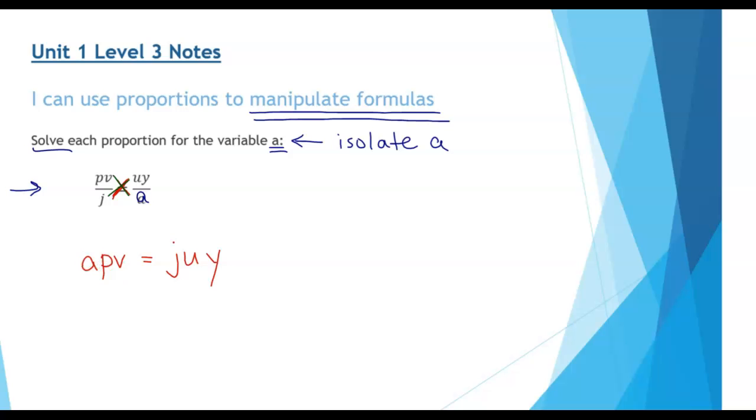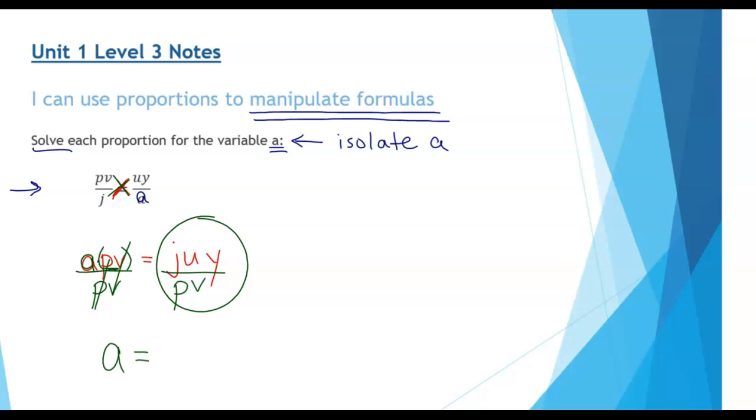So let's undo what's going on here. I have A times this product. So to undo multiplication, I divide. So I'm going to divide by P times V. P divided by P and V divided by V cancels out, or whatever this product is, it's going to divide by that same product, that value is going to be 1. So that cancels it out. So I'm going to undo my multiplying by PV, and whatever I do to one side, I do to the other. So the PV cancels, so this is my final answer.